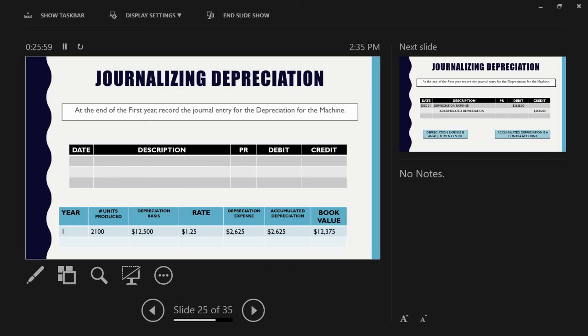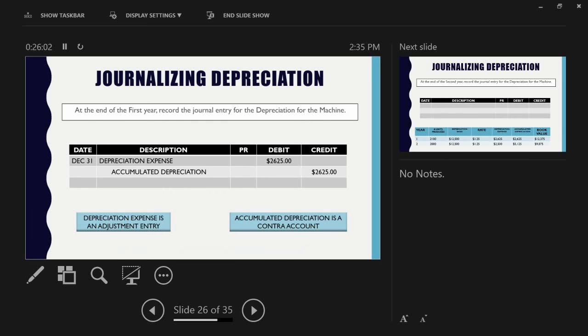So the things you're going to be recognizing are depreciation expense and an accumulated depreciation account. Now, what is accumulated depreciation? Accumulated depreciation is a contra account.